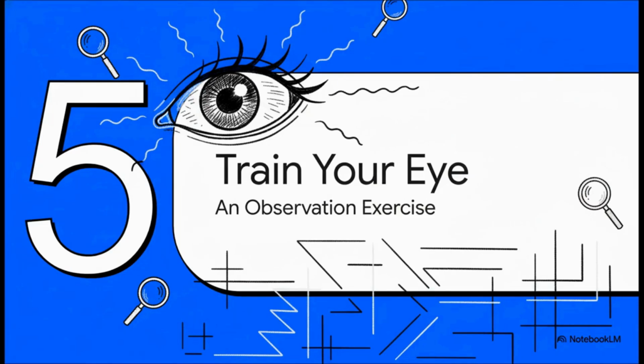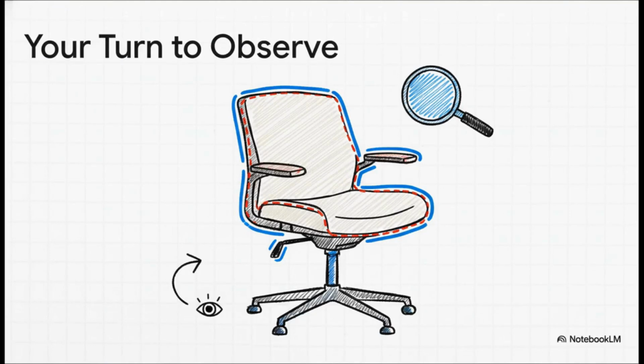All right, that's enough theory for now. The absolute best way to understand all of this is to start seeing it for yourself. So let's do a quick little exercise right now to train your designer's eye. Go on, try it. Just pick any object near you, your laptop, a coffee mug, the chair you're sitting on, anything. Now try to see past the object itself and just see the lines that make it up. Are there strong vertical lines giving it a sense of structure? Are there soft curves making it feel comfortable? Or maybe some dynamic diagonal lines that give it a pop of energy?